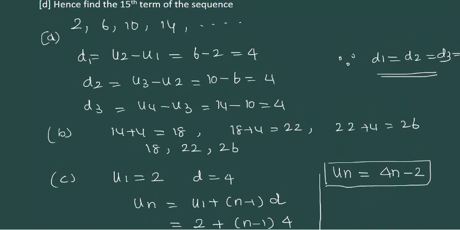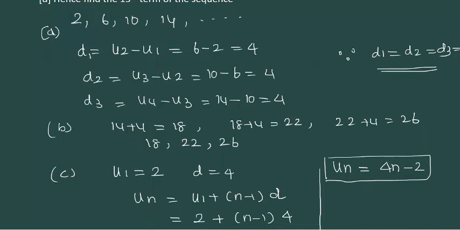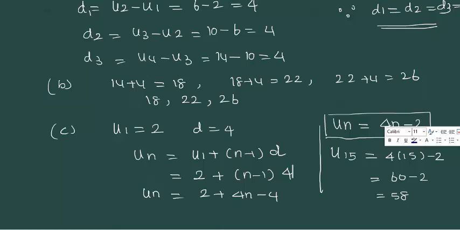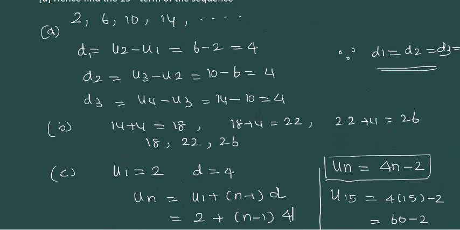Let's move on to the last subpart. Hence find the 15th term of the sequence. To obtain the 15th term of the sequence, just substitute 15 for n, that is 4 times 15 minus 2, that is 60 minus 2, which is 58. 58 is the 15th term of the sequence. Alright?